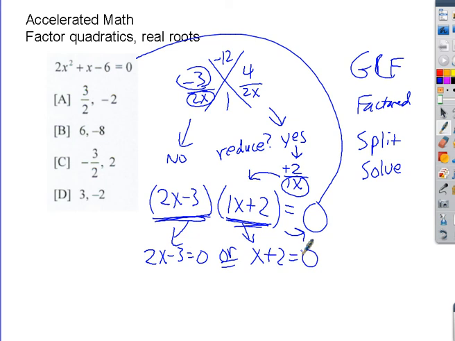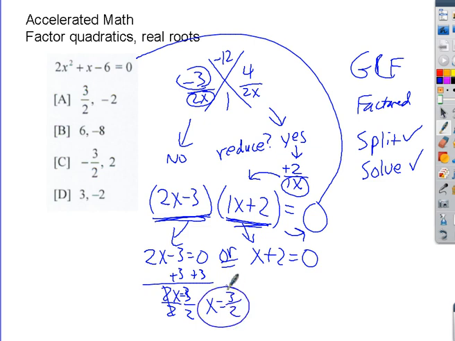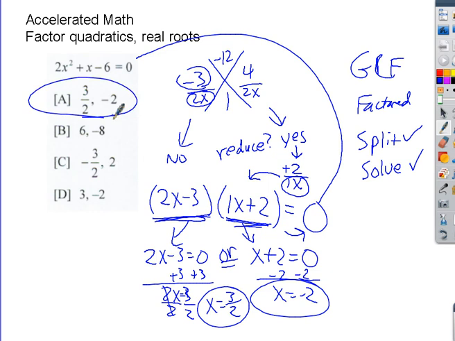Now we're going to solve. So we got plus 3, and divided by 2. X equals 3 halves. That's one of our answers. Minus 2, or x equals negative 2. Those are our two answers, negative 2 and positive 3 halves. Whew, told you it was quite a process. So if you can maybe write this down and kind of get familiar with those, then you're going to do a lot better on these.